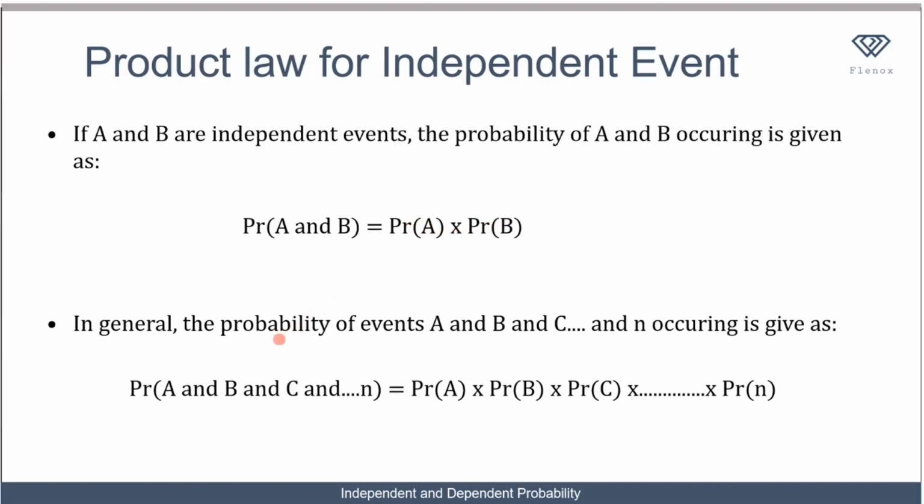So in general, the probability of events A, B, C and up to N occurring is given as P(A and B and C and ... and N) = P(A) times P(B) times P(C) times ... times P(N). So you keep multiplying when you are calculating the probability of all the events occurring.